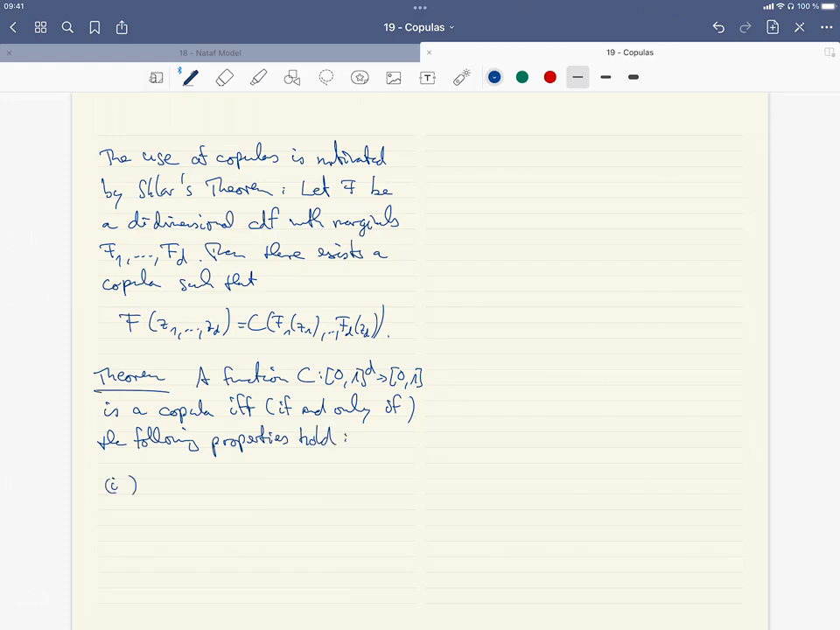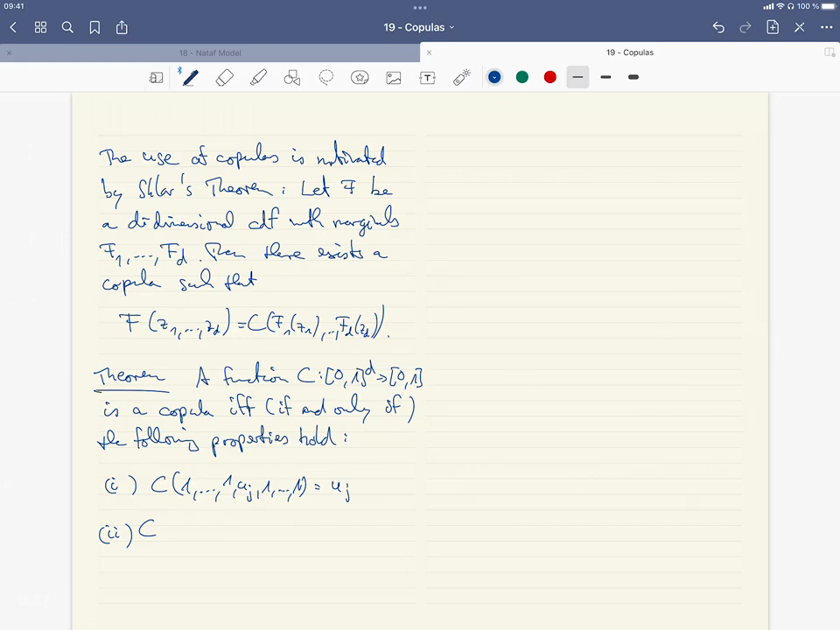So there are 3 properties by which I can recognize a copula. The first one is this one: I insert 1 into all arguments except for the jth one. That's like evaluating all other random variables at 1, which means at the upper end of their domain of definition. And so I'm just integrating them out. It's like taking marginals, so I get only the uj. So it's the marginal property of copulas.